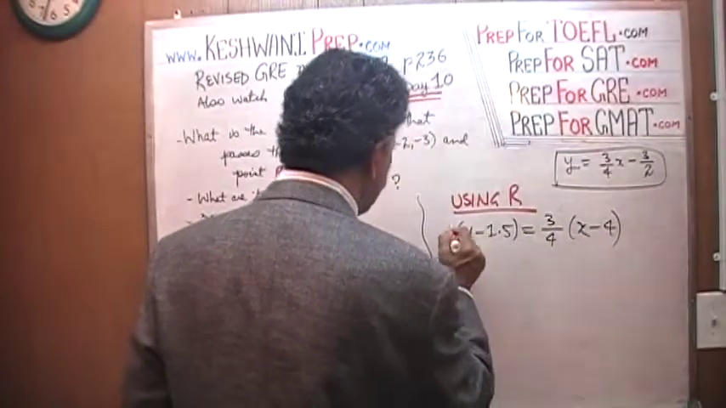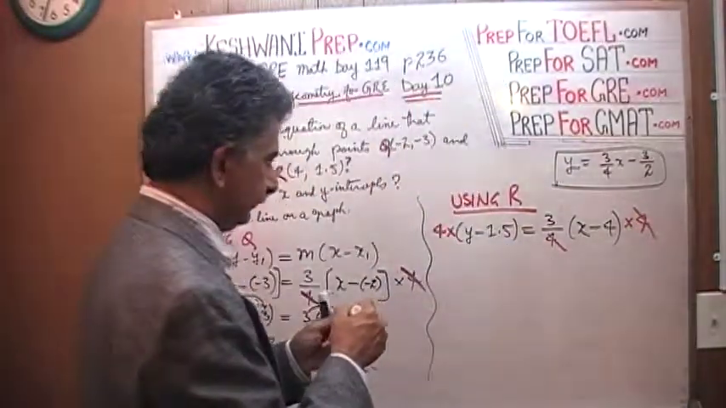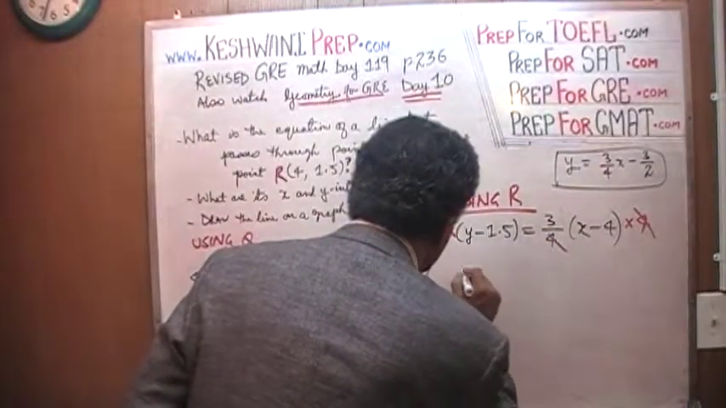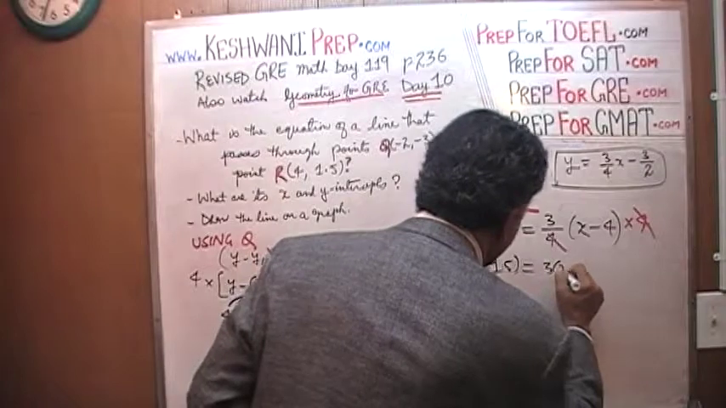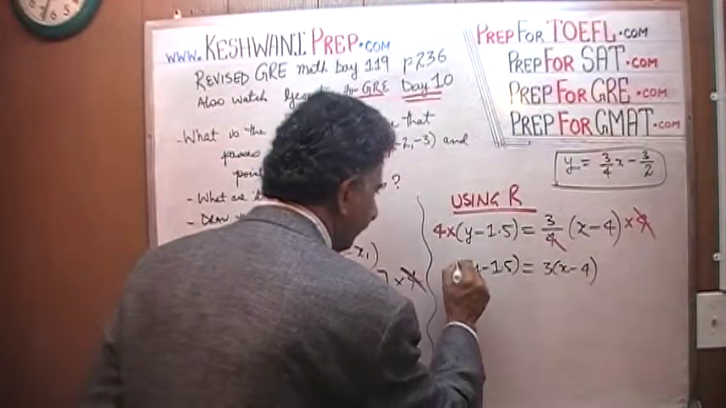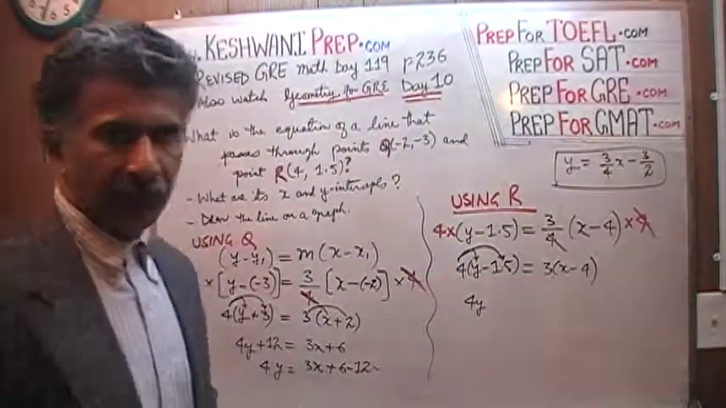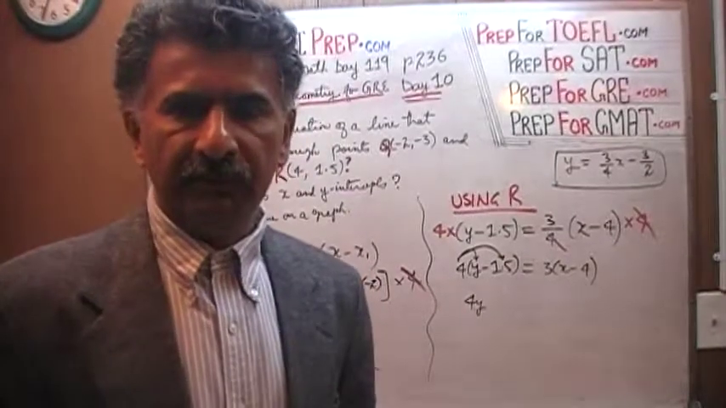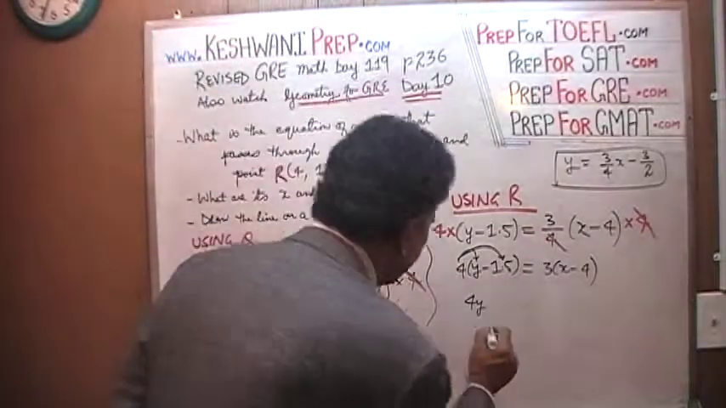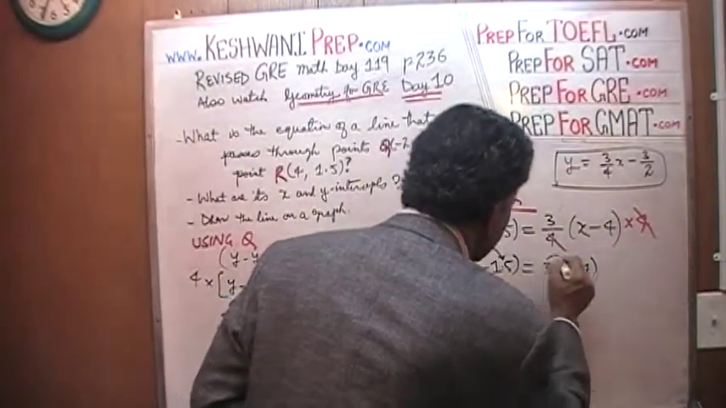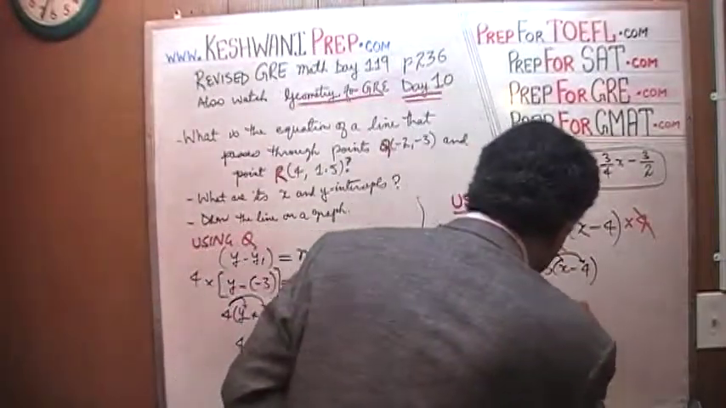Let's multiply both sides by 4. And as we do that, this 4 drops out with that 4. And we end up with 4 times y minus 1.5 equals 3 times x minus 4. Let's open the parentheses. 4 times y is 4y, and 4 times negative 1.5. How much is 4 times negative 1.5? Well, 4 times 1 is 4, and 4 halves will make another 2, so it's negative 6 equals 3 times x is 3x, and 3 times negative 4 is negative 12.